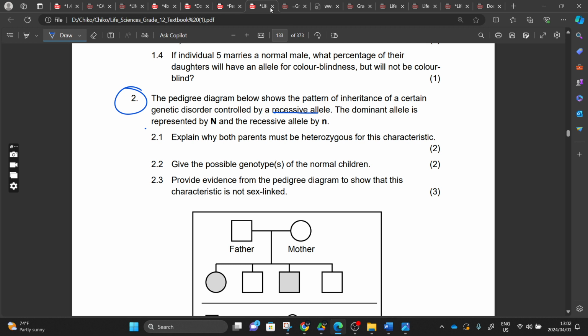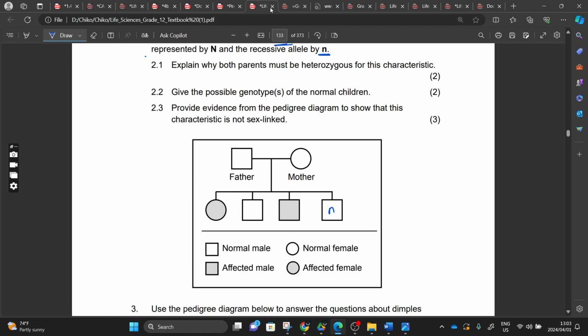A diagram shows the pattern of inheritance of a certain genetic disorder controlled by a recessive allele. It means for you to be affected, you have to have both of these, right? So here we have small n, and then here we have small n, and then here it's going to be determined. Is it this, or is this mother or father? For them to have this like this, it means that they are heterozygous. So that here we'll have capital letter N and small letter n, and then here capital letter N and small letter n, or capital letter N, capital letter N, right?